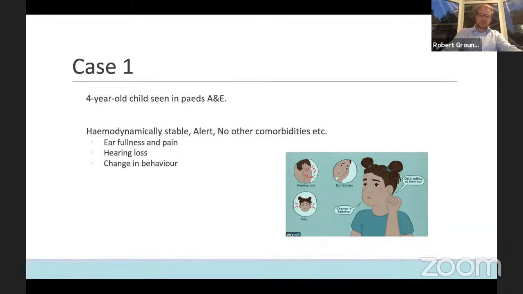You're seeing them in peds A&E, and they're a patient who kind of has that classic cluster of symptoms: hearing loss, ear fullness, some pain. Often in younger children, it's very subtle. It's changing behavior and tugging on the ear.